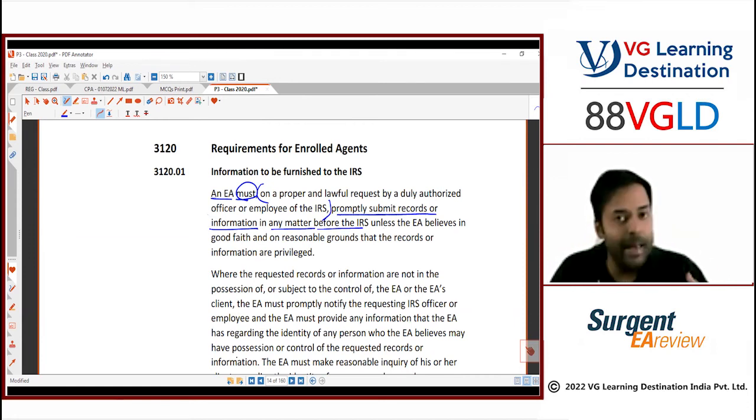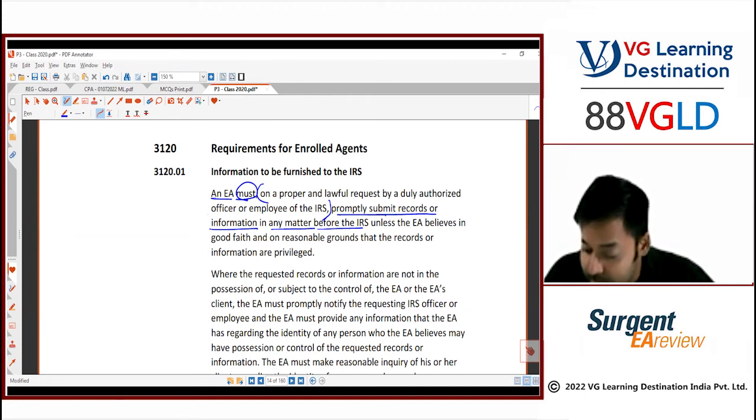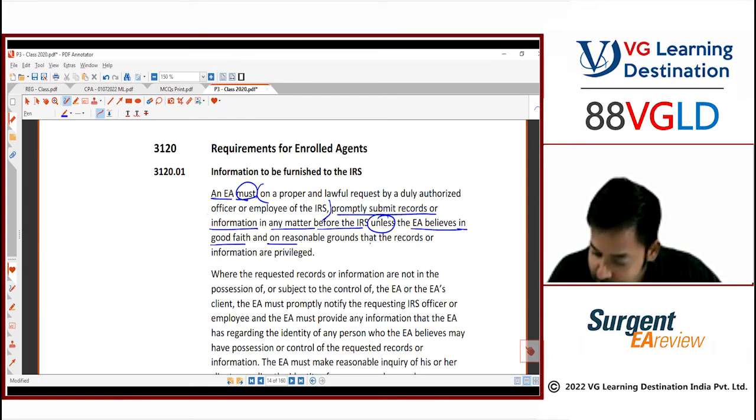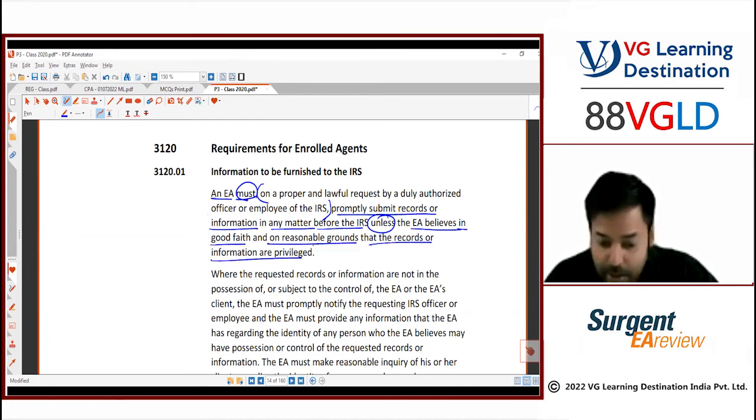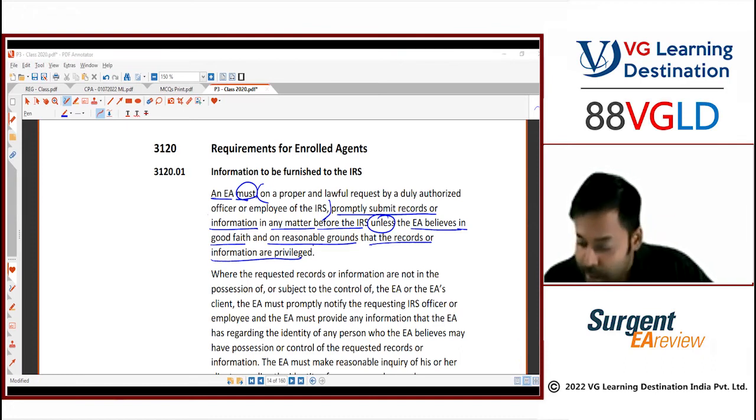So as and when they're asking for the information, you will promptly submit it, unless the EA believes in good faith and on reasonable grounds that the records or the information are privileged. If it is privileged in this case, then you're not going to share it. If the information is illegal, any responsibility in terms of the privileged information.